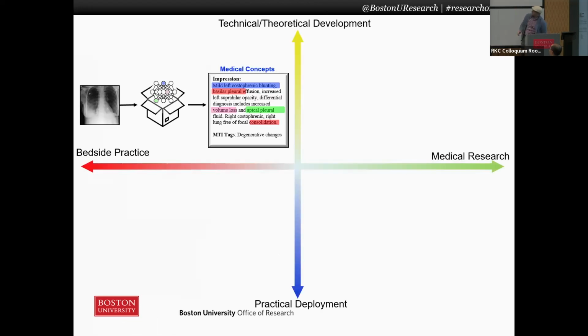So I view the application of AI in medicine in 4 quadrants, based on their application in bedside practice or their involvement in medical research, and whether they are more heavy on method development, algorithm development, or more concerned about practical application. So I'm going to talk about 4 projects in 4 quadrants very briefly.